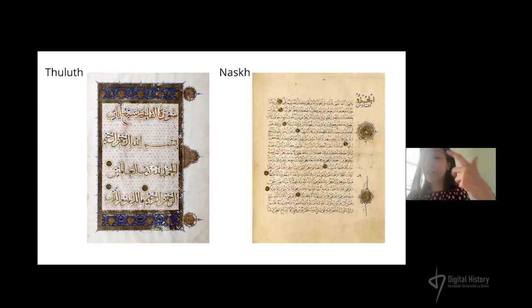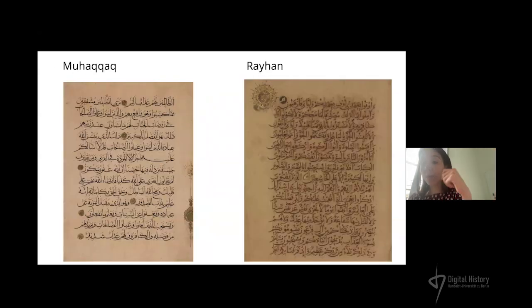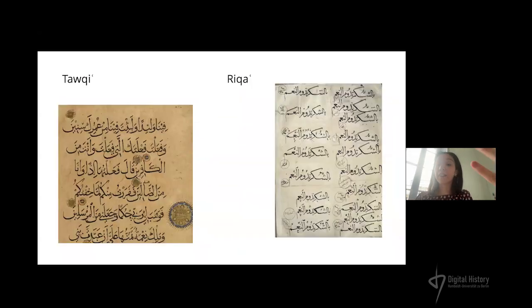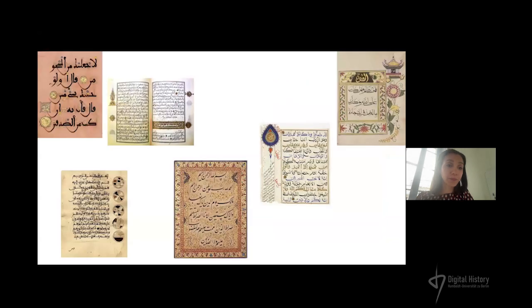The Naskh means copy, so it is the main script that is used for copying, and we can go on and on with Tawqi' and Riqa' also, which are chancery scripts more than Quranic ones. It's outside from this classical tradition that is in the Central Islamic lands.